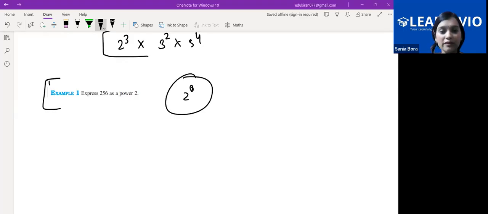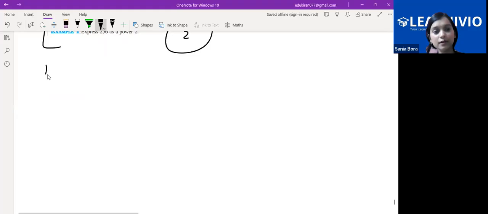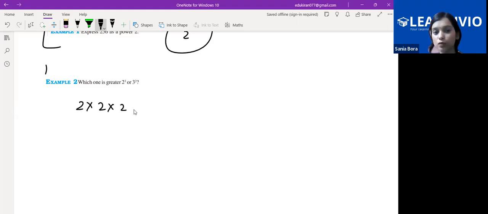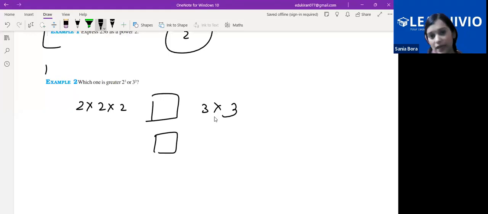Now, one question I will give you where you have to tell which one is greater. So for that, you need to solve the right hand side as well as the left hand side. Okay? Clear? So here you go. For example, if it is 2 raised to the power 3, so 2 multiply by 2 multiply by 2 this side, and here 3 multiply by 3. You will solve it and tell me which one is greater, this or that.